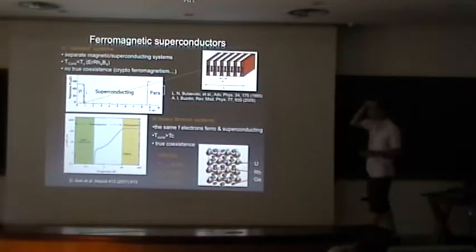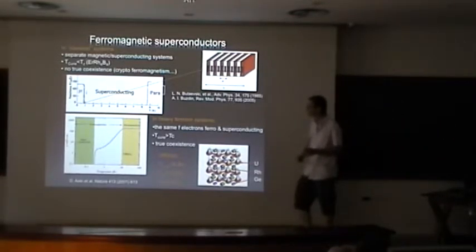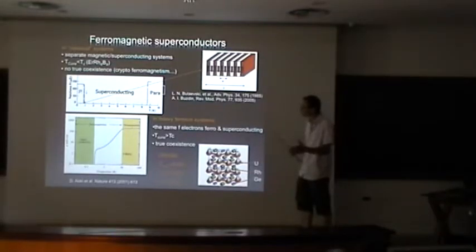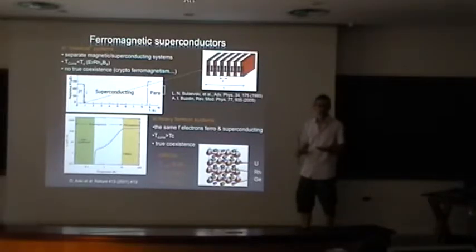So I just want to say a few words about ferromagnetic superconductors. Because as you know, up to now, except for these heavy fermion systems, there are no really truly coexisting ferromagnetic and superconducting states.